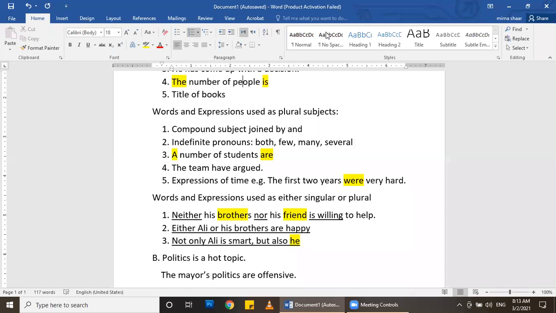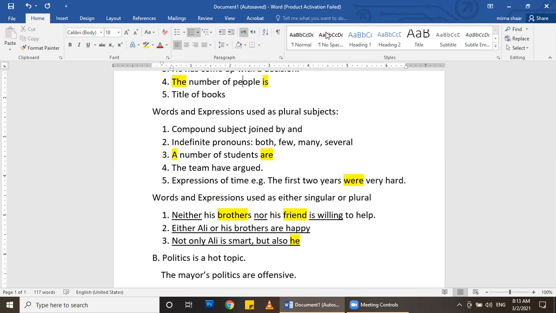As plural. Also, we have indefinite pronouns like both, few, many, or several. Whenever the list goes on, you have to study it from your book. These are the most common indefinite pronouns used as plural subjects.